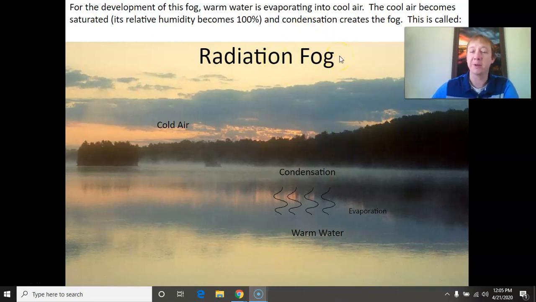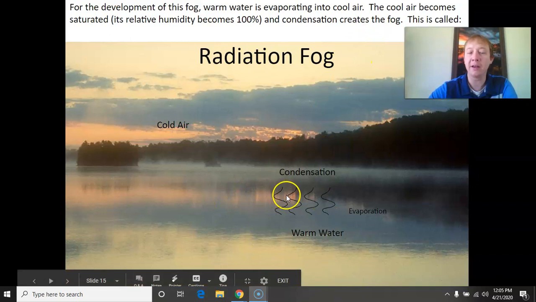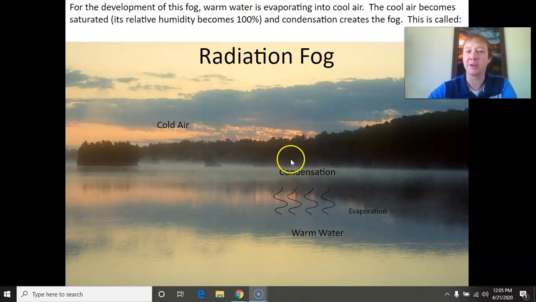Remember, it's one of those ways in which the atmosphere can be heated, through radiation. So that radiation of sunlight is heating up the water in the lake, and the water then evaporates and condenses when it hits the cooler air. That normally happens either in the mornings or at night, which is when we see this fog forming more commonly.